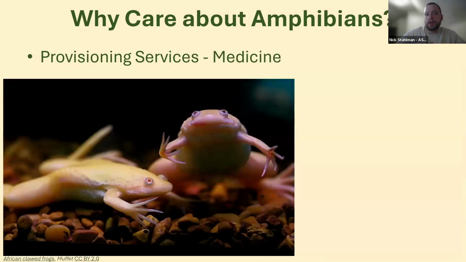But the big provisioning service that we get from amphibians is medicine. These African clawed frogs, this is crazy. These were used as rapid pregnancy tests from basically the 1940s until about 1960, when the immunological tests started to become widely available. What would happen is essentially a sample of the woman's urine would be sent to a lab where they would inject this frog with the urine sample.